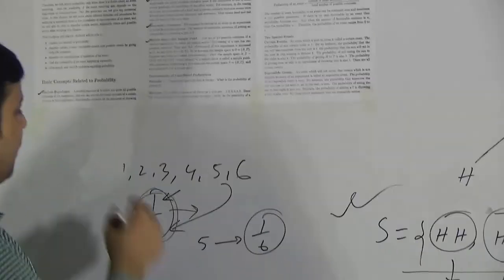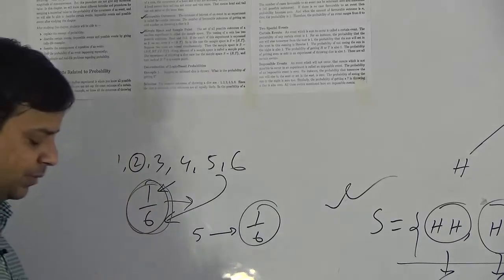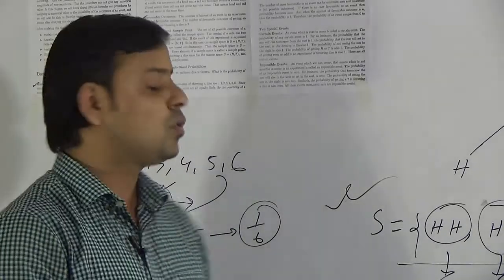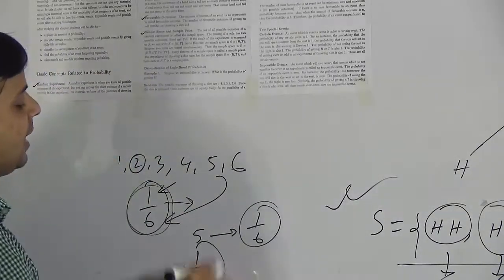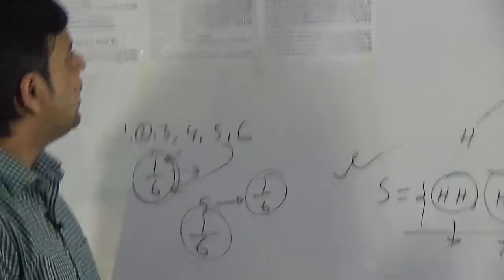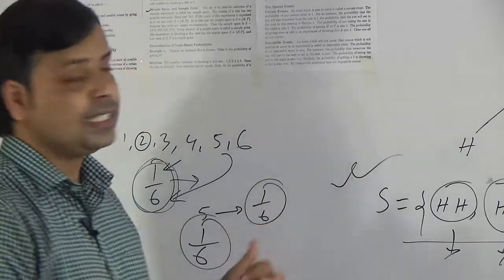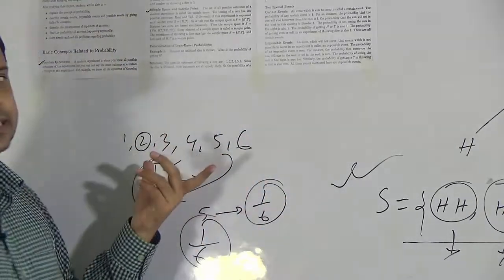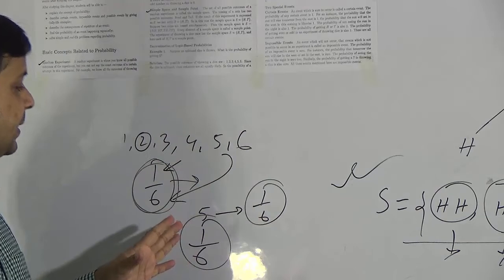Similarly, the possibility of getting 2 is also 1/6. In the case of 2, the number of favorable outcomes is 1, so that will also be 1/6. It means that in every case, the possibility of getting any one of these 6 is 1/6.